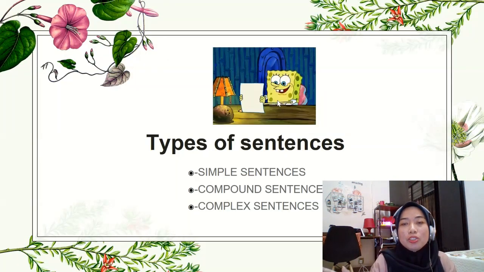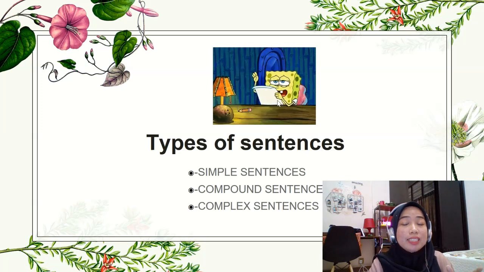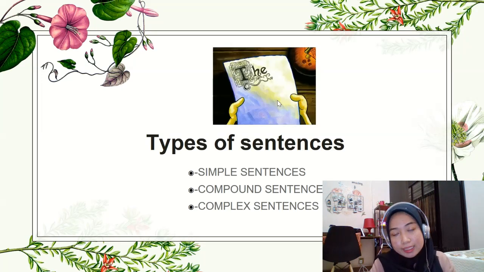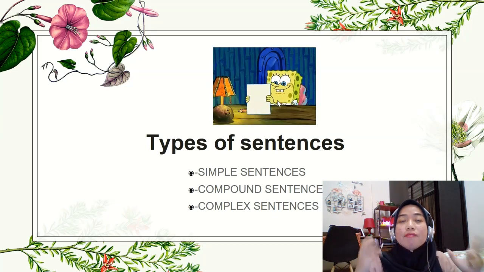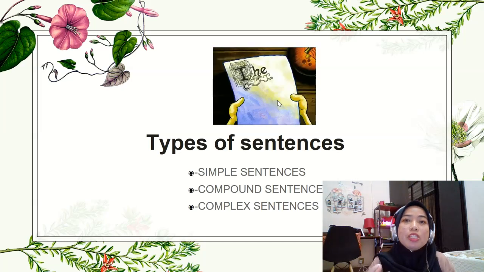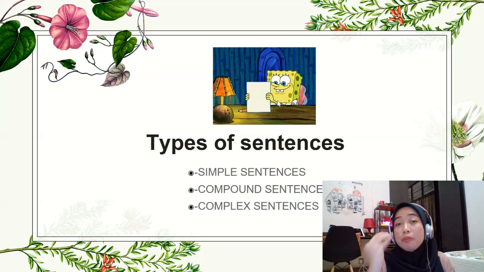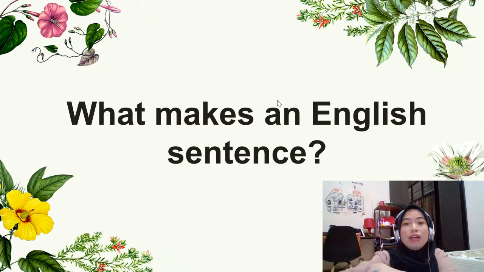Now let's jump into our first topic today. In today's class, we will be learning about three different types of sentences. We have simple sentences, we have compound sentences, and lastly, we have complex sentences. Now these are very, very good information for you to know because this will reflect your proficiency as an English user. Okay? Right.